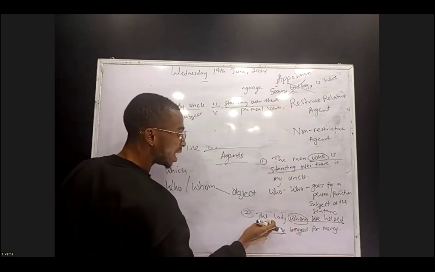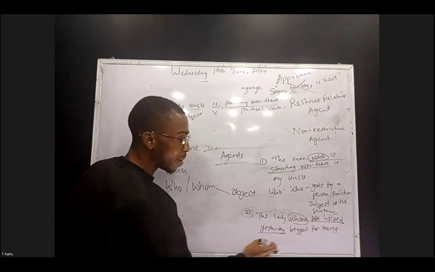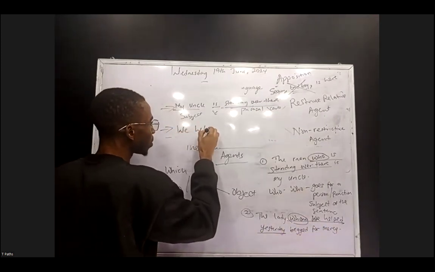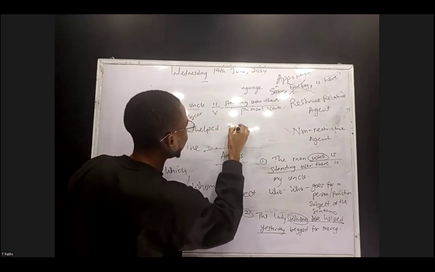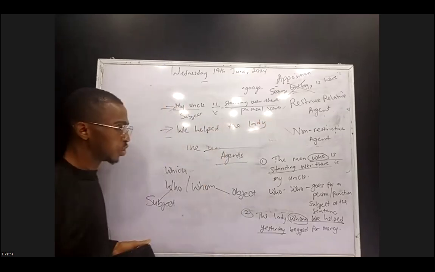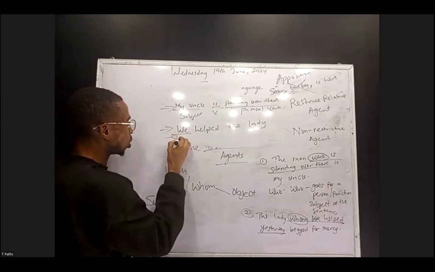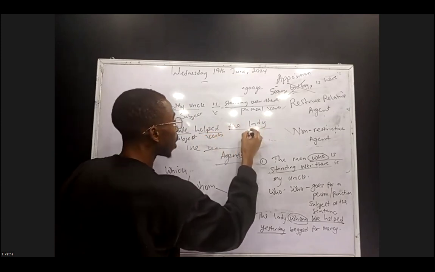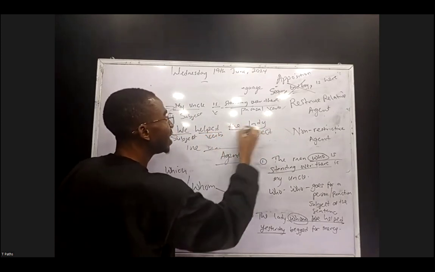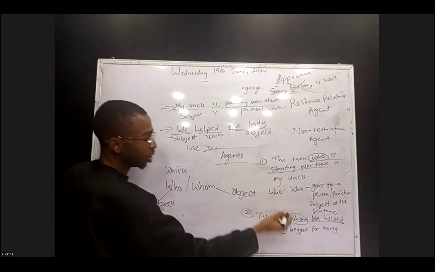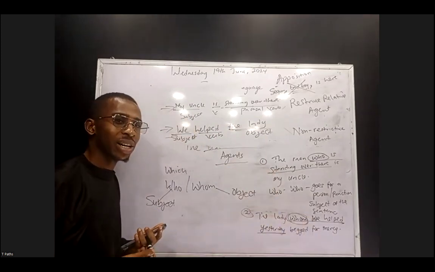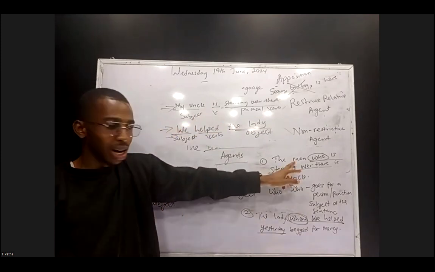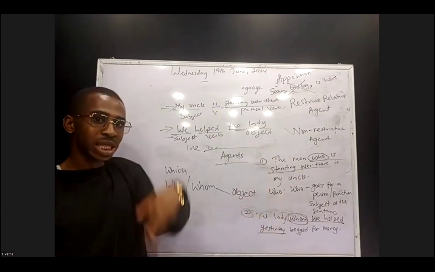But in this case now, the lady whom we helped yesterday begged for mercy. We can rephrase the sentence by saying, we helped the lady. Can you see? So in this case, we become the subject, helped becomes the verb, the lady becomes the object. Because the lady is the person you are referring to, what do we use? Whom. So can you see the difference now? It's very clear. Who is mostly for the doer of the action, while whom is the receiver of the action.